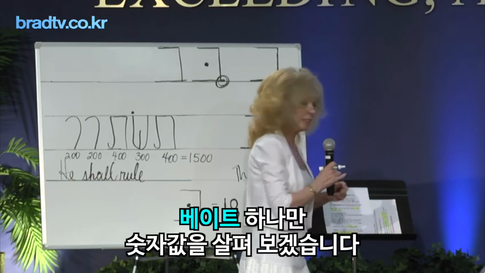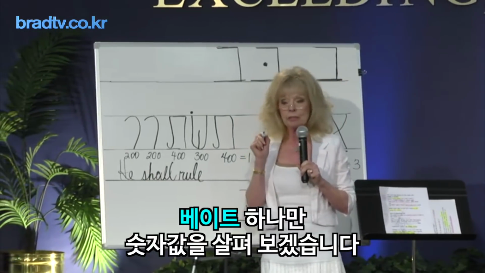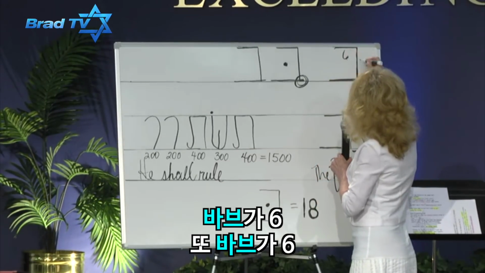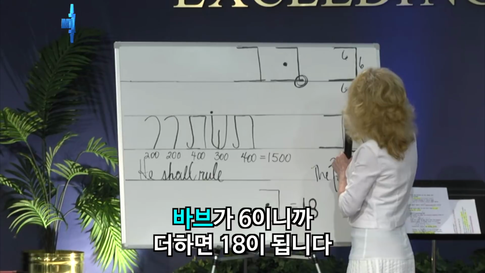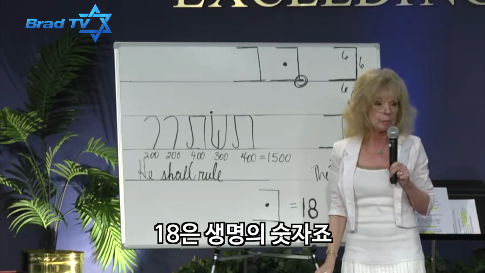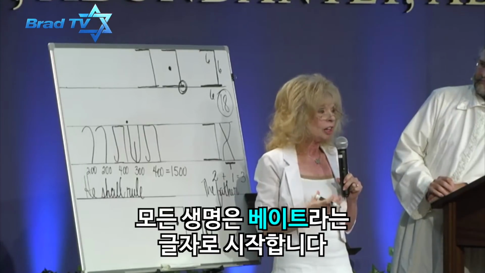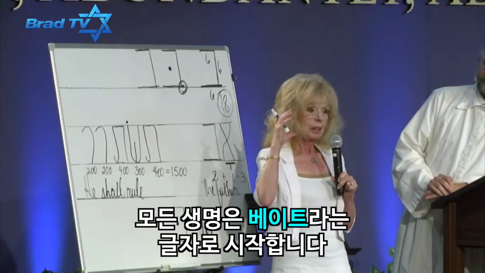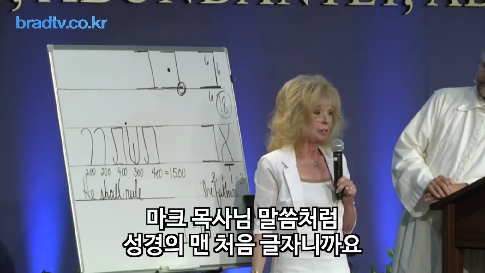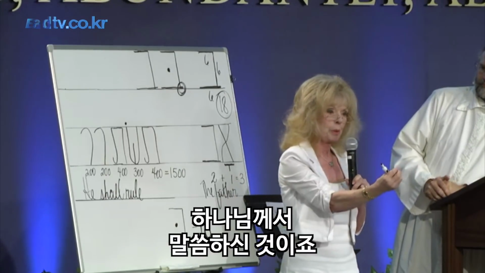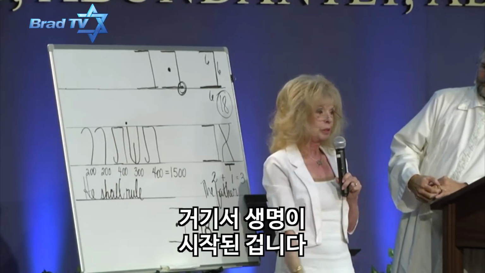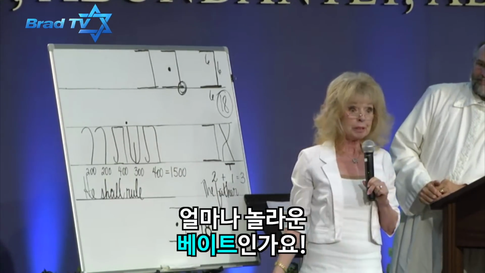That's fine. Okay, let's do the numerical value of just the bait all by itself. You have a vav here, which is 6, a vav here, which is 6, and a vav here, which is 6, which equals 18. 18 is the number for life, and all life began with the letter bait. It is the very first letter of the Bible, as Pastor Mark said, and it's where he spoke. And you felt the force of the breath on the back of your fingers. His word brought life. And that's our fabulous letter bait.